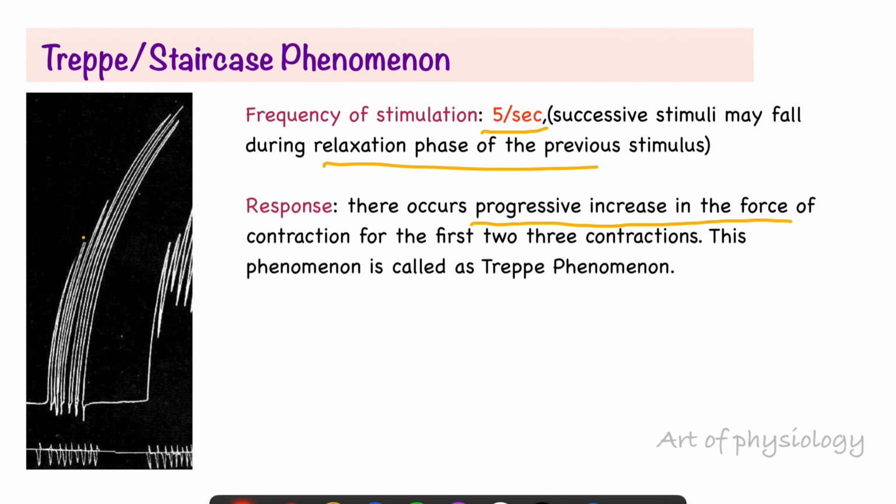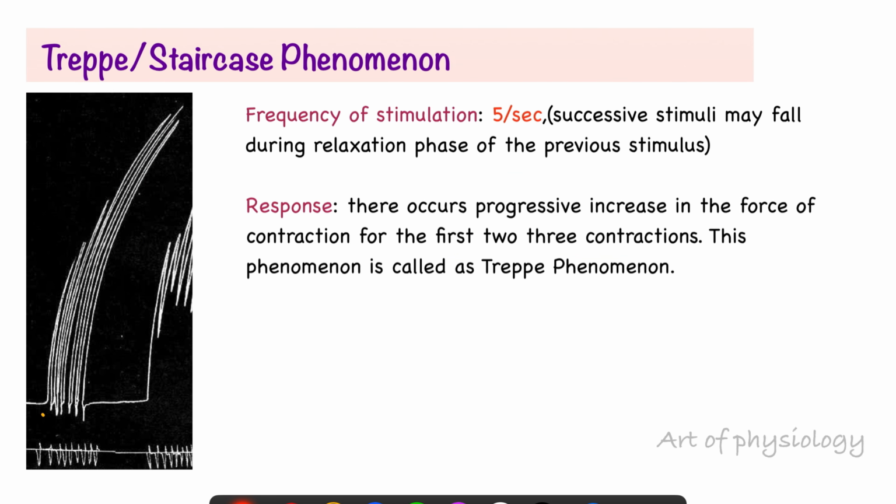That is because of the beneficial effect. Obviously, there will be an increase in the force of contraction in the first 2 or 3 contractions. Again, if we are continuously stimulating, the force of contraction will come down. So this phenomenon is called treppe. If we are stimulating continuously at around 5 stimuli per second, the first 2-3 contractions will be higher because of the beneficial effect, then it will come down.